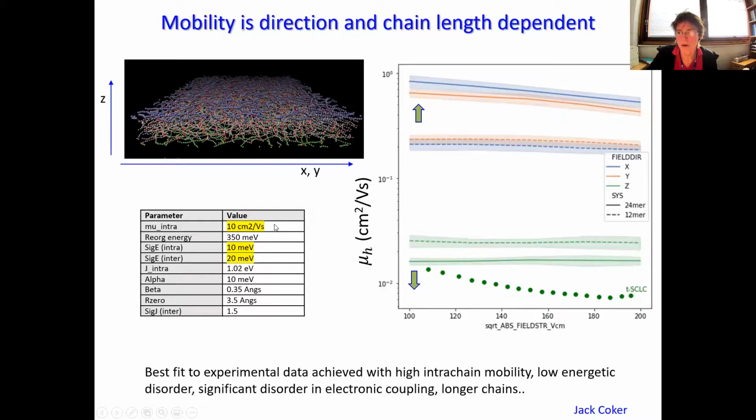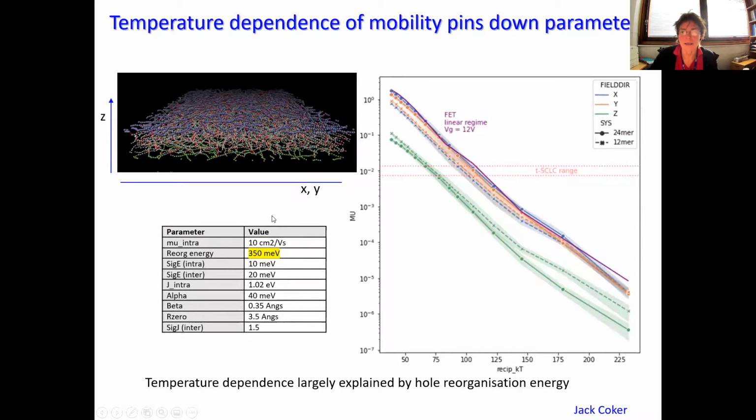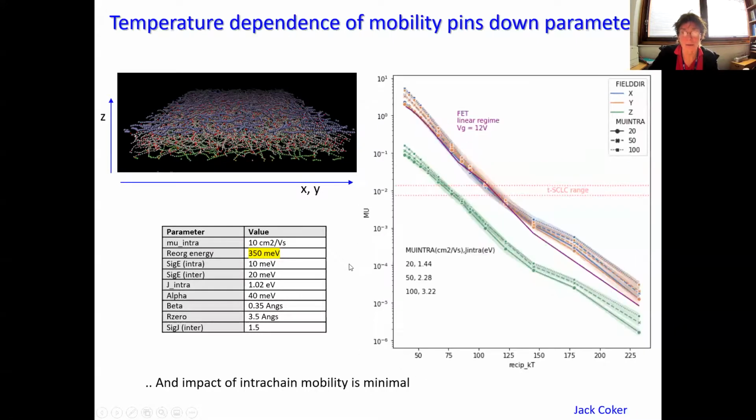the chain gets longer. And the second thing is that when we then try to reproduce the temperature dependence of the FET mobilities, we find we can do that, and that almost all of the temperature dependence can be explained by the reorganization energy involved in the hop between separate chains. And so it seems that the reorganization energy is one of the things that may be limiting charge transport in this polymer.